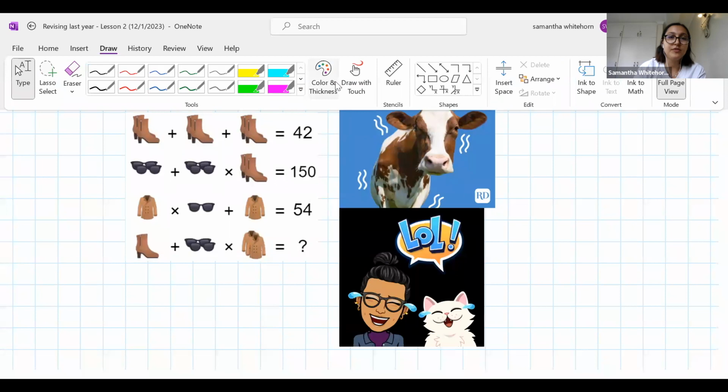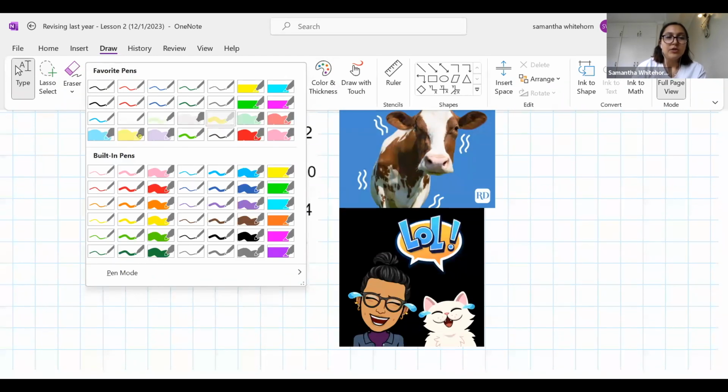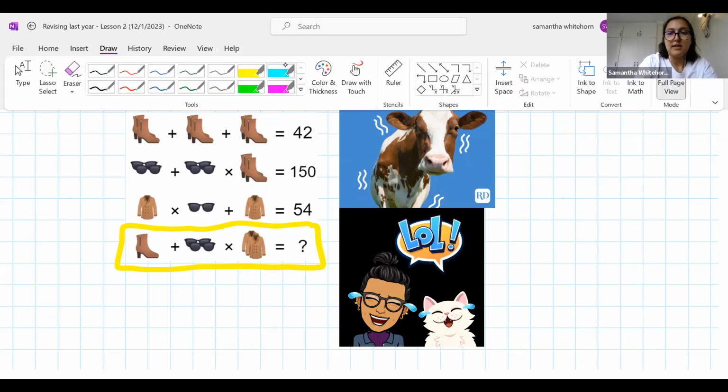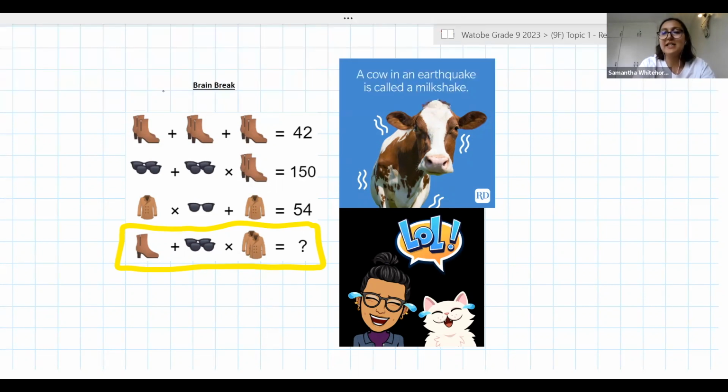So for those of you who've never seen this before, that's absolutely fine. Just so that you know what it is that we're doing. Essentially, we want to work out what the boots, the sunglasses, and the coats are as a value, so that we can work out the final expression's value rather. So we can try this one together because it is our first brain break that we're doing as a class. And it's absolutely fine. So let's see if we can try and do this together.